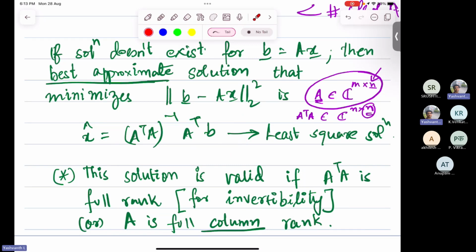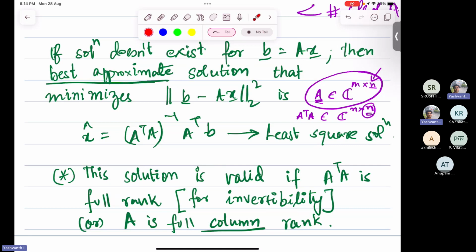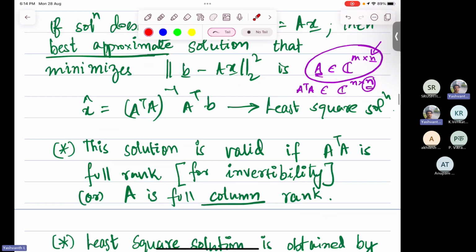So what is left to prove is that the rank of A equals the rank of A transpose A. What is the proof? How to show this? That is one of the problems that we will solve today. That's why this solution is valid only if A is full column rank, namely that the rank of the matrix A is equal to the number of columns in the matrix A.